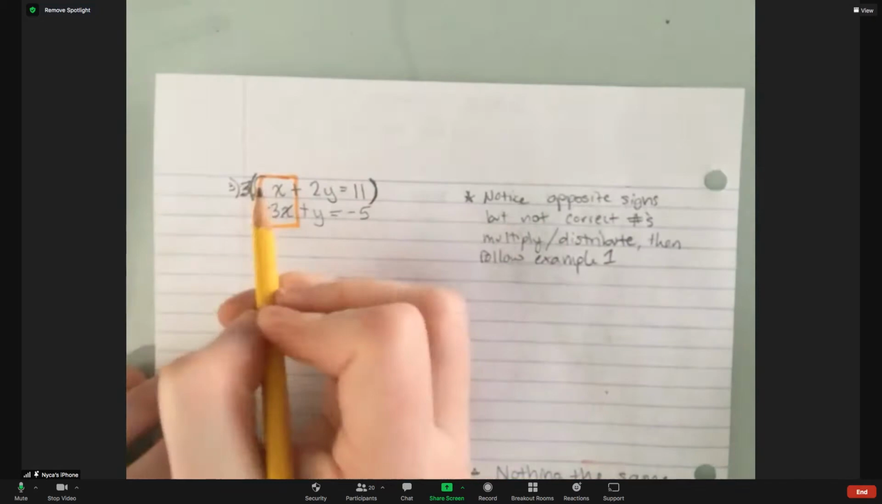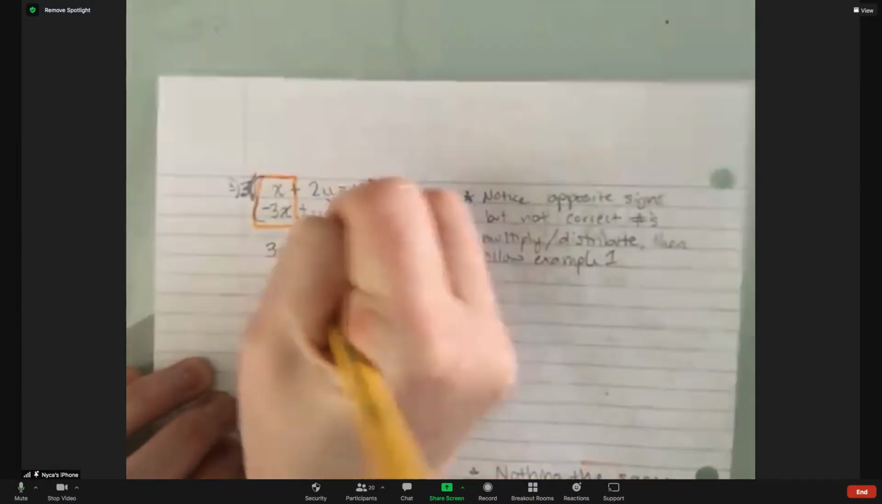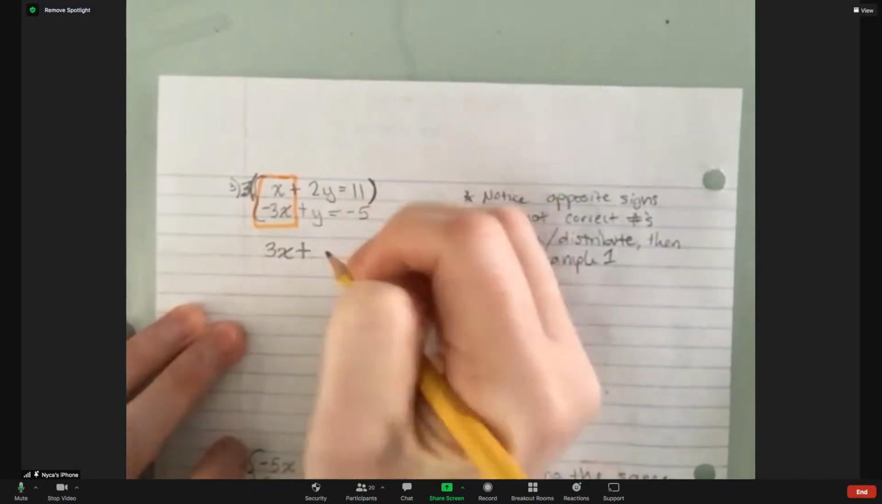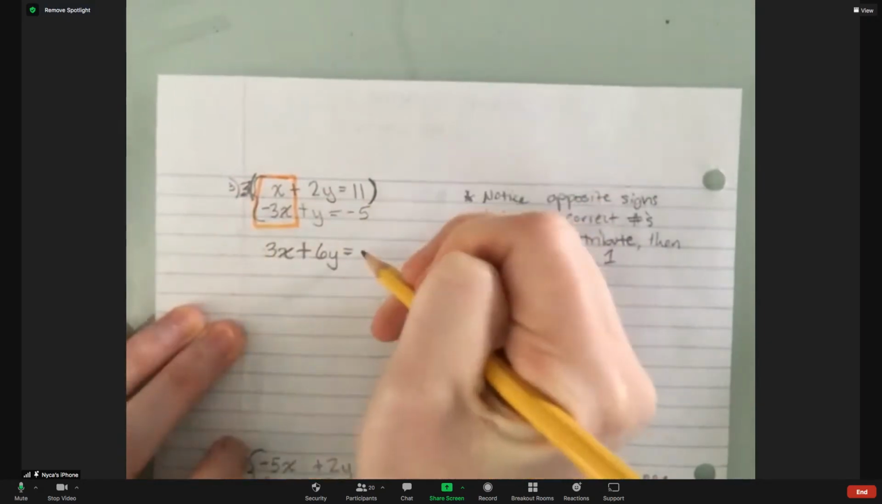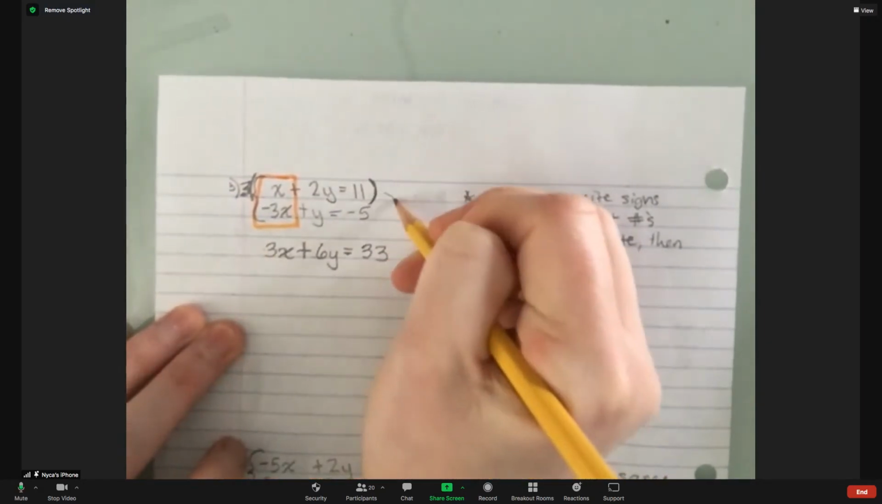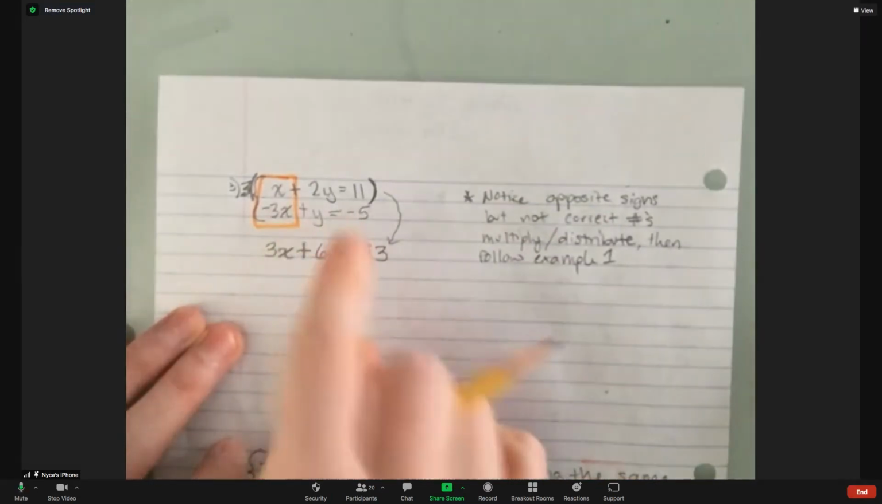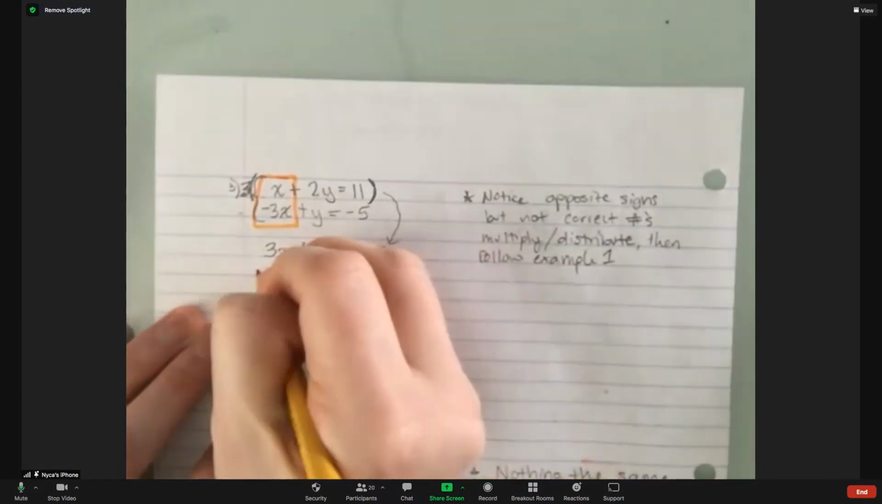That way, on my next step, I'm saving room and doing 3 times x is 3x plus 3 times 2y is 6y equals 3 times 11 is 33. So again, that just got me this equation. The bottom one, I didn't need to do anything to it. I don't need to write anything on the side, just drop it down.